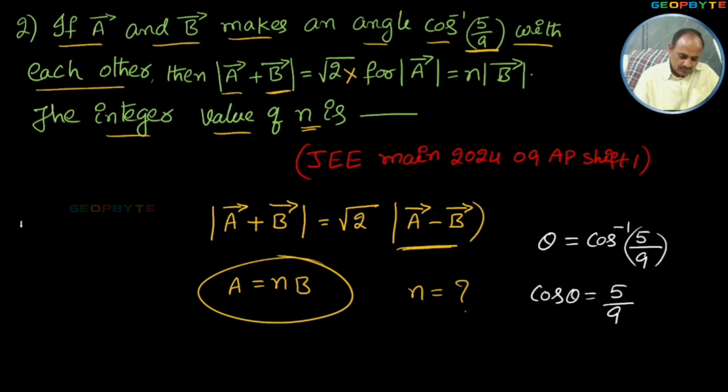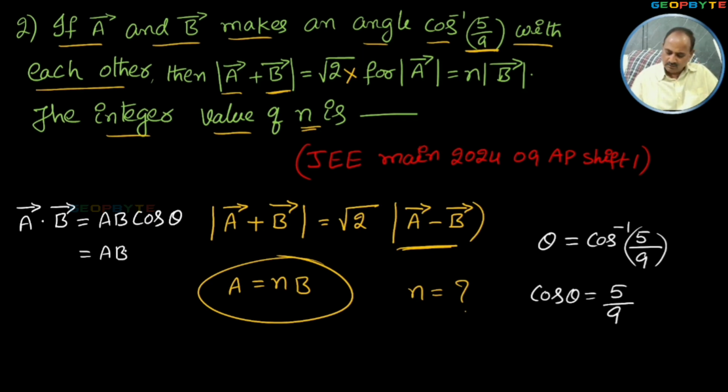And one more important point is vector A dot vector B is equal to AB cos theta, and AB cos theta is 5 by 9. So wherever vector A dot vector B is there, you can write AB into 5 by 9. Okay, now let us take another slide.